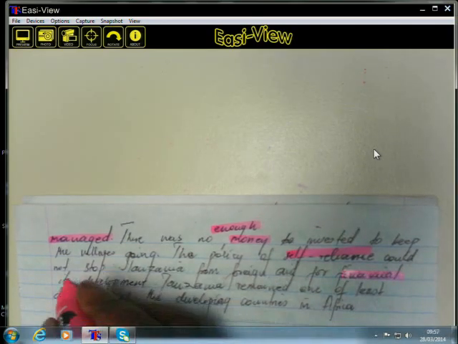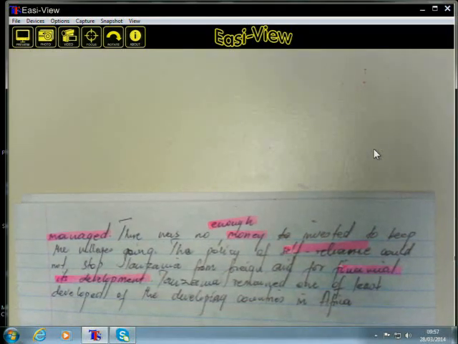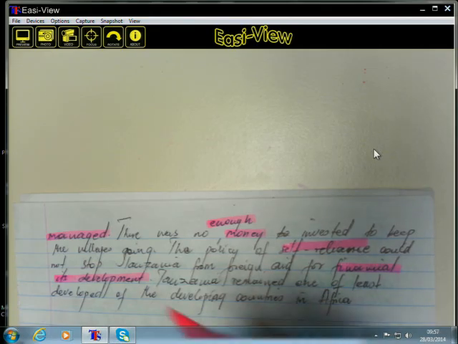And then Tanzania, lastly, we say that it remained one of the least developed of the developing countries in Africa.